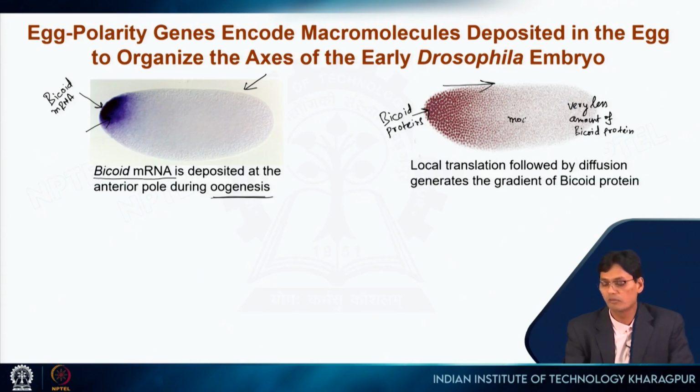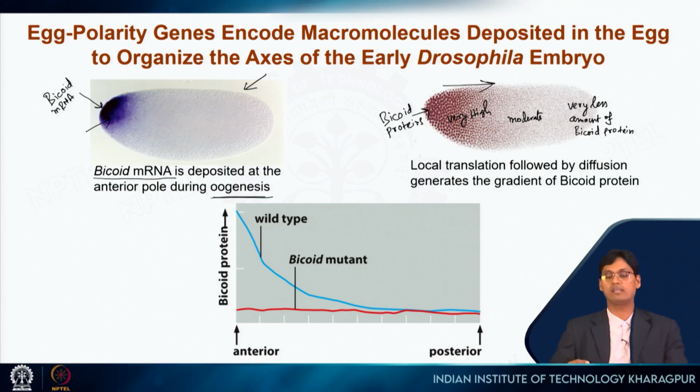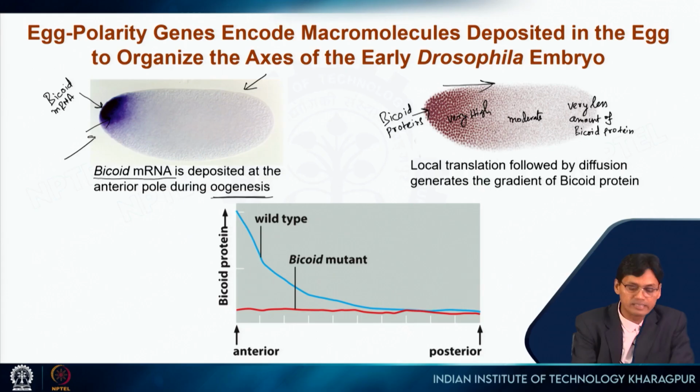Here I would say a moderate amount, and here a very high amount of bicoid protein is present. So it will make some gradient, and that will actually dictate the anterior and posterior axis in Drosophila. Particularly the bicoid protein or bicoid mRNA, wherever it is concentrated at one pole, that should be the head of Drosophila. So finally this end will be the anterior side.